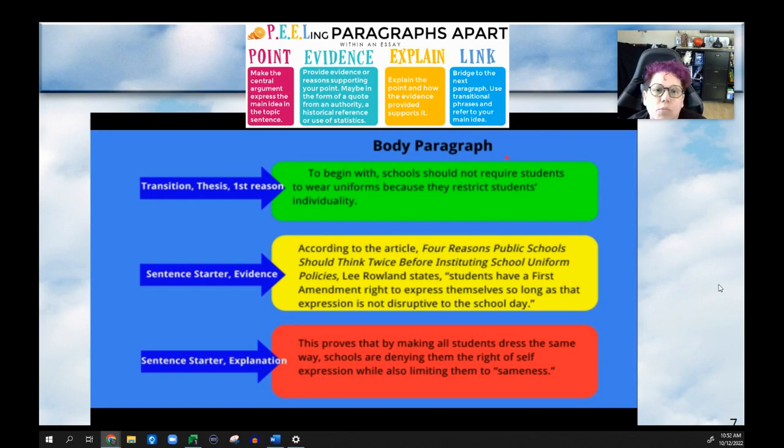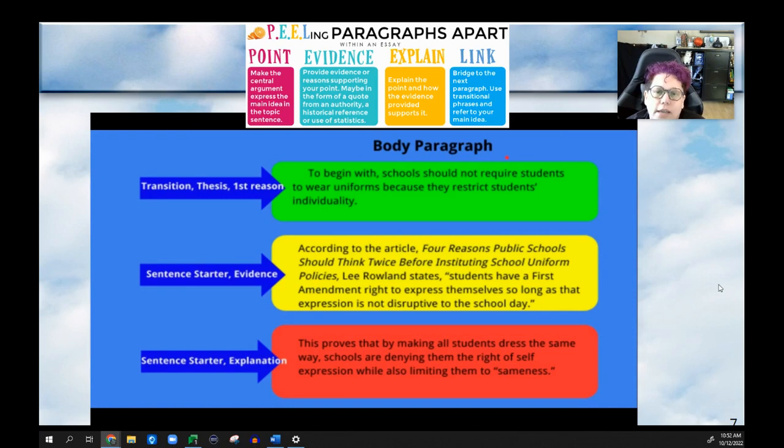Okay, so make your point, right? Make the central argument, express the main idea in the topic sentence, then provide evidence supporting your point. And then explain how that evidence supports it, and then link it back to your argument and link it to the next paragraph using a transitional phrase.